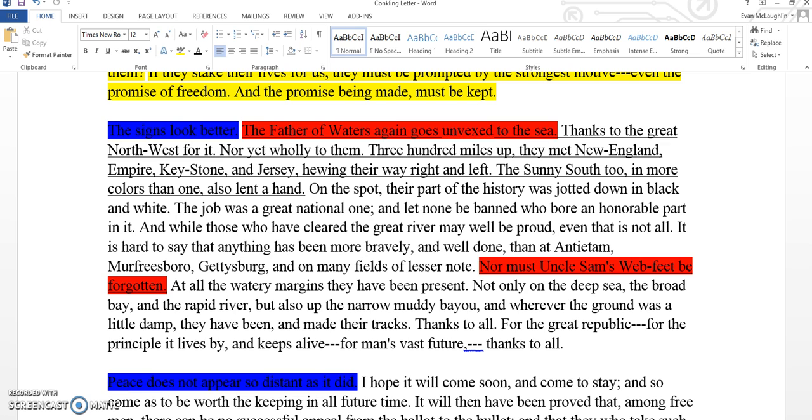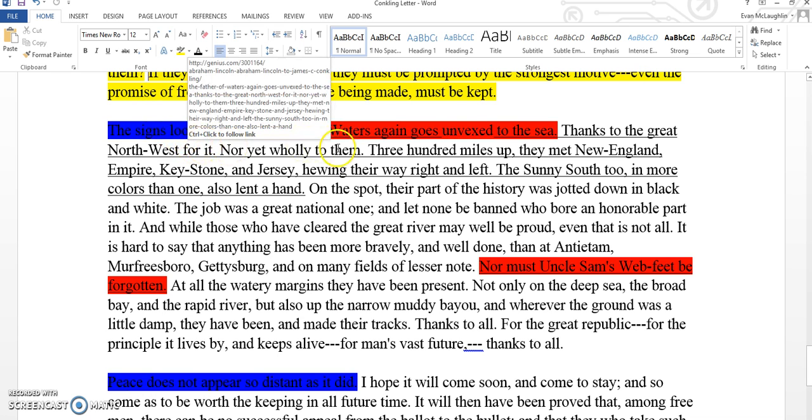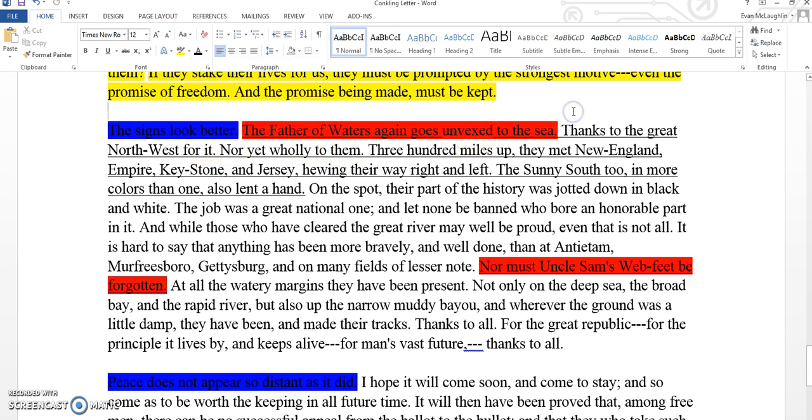And to continue with the war being beneficially impacted by the Emancipation Proclamation, he says, look, the signs look better. The Father of Waters again goes unvexed to the sea. That's a reference to the Mississippi River. So he's using sort of colloquial, common language to make the audience feel comfortable and like, oh, okay, great, they recognize what Lincoln's talking about. And it's sort of a poetic way to say that the Mississippi River is now in Northern hands completely.